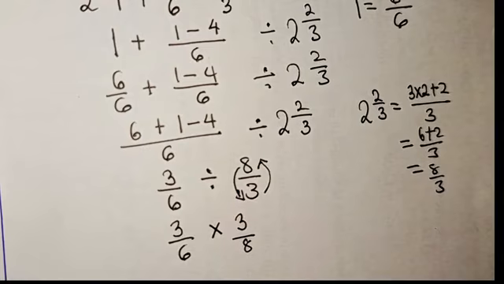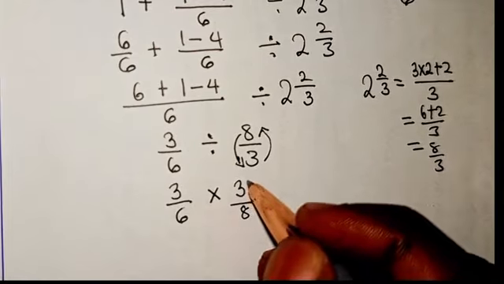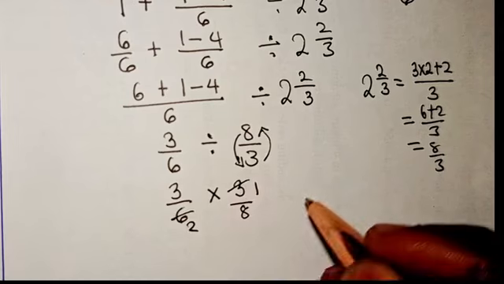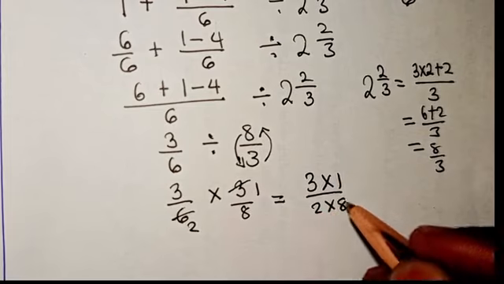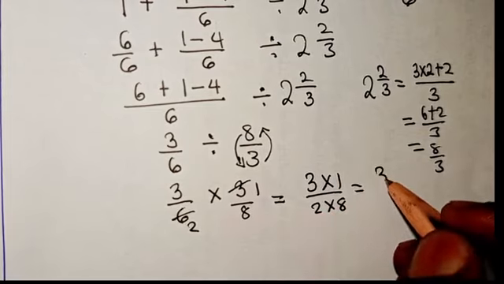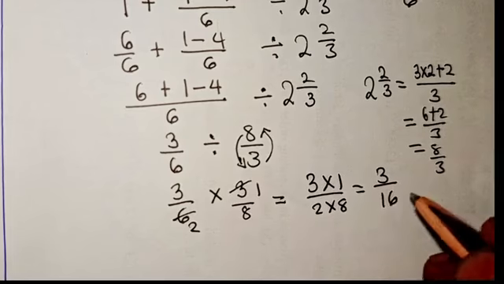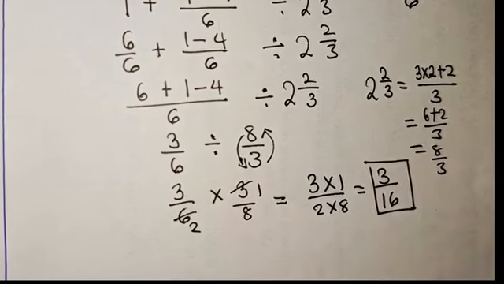Are you following? So 3 here and 3 here, we cancel, and 6 reduces to 2. So we are left with 3 times 1 over 2 times 8. 3 times 1 is 3, then 2 times 8 is what? 16. So therefore that is the solution. We have the solution to be 3 over 16.